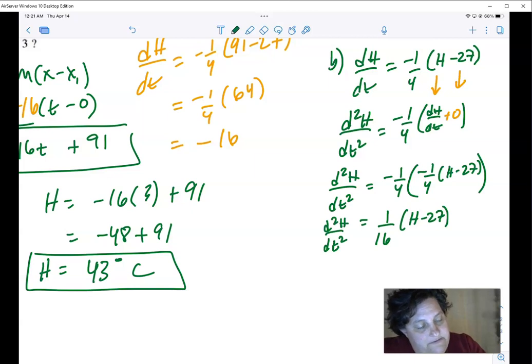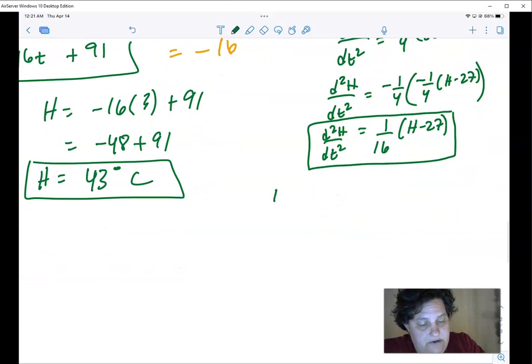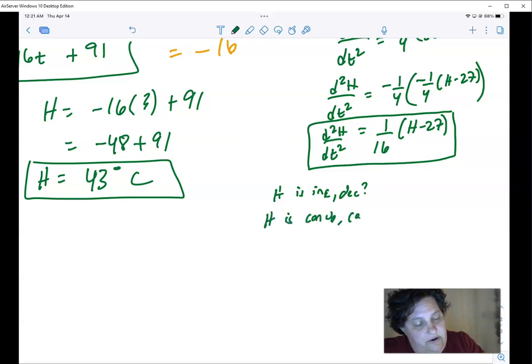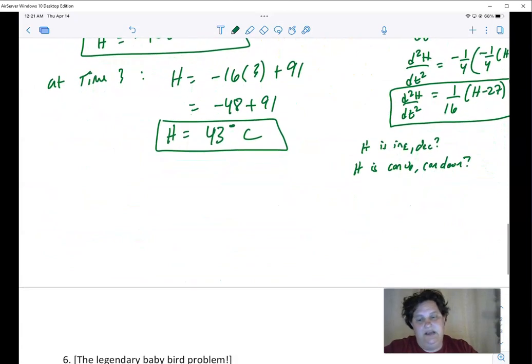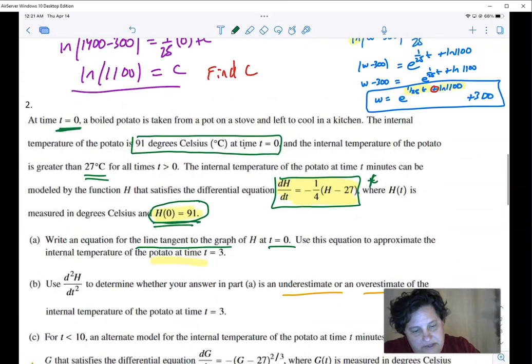Now, in order to tell if something is an overestimation or an underestimation, we need to know if h is increasing or decreasing. We also need to know if h is concave up or concave down. So I want you guys to think about this for a minute. This is where you have to know what the problem's talking about, because did it ever tell me that h was an increasing function or decreasing function? It never told me. But what are we talking about, you guys?